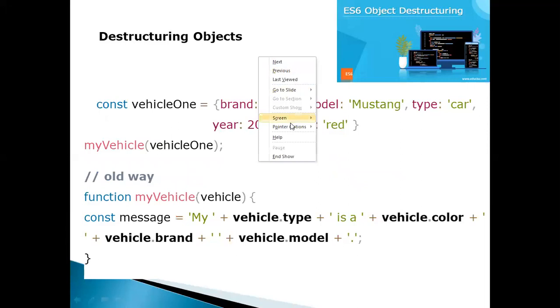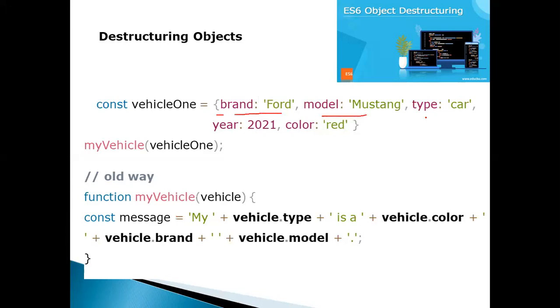So objects, how we can define them in JavaScript, as you are already aware, with curly braces. If you have multiple items in that object, we mention the attribute, colon, then the value: brand, model, type, year, color. I'm just calling a function, my vehicle, and passing this entire object as a parameter. This is before applying destructuring objects.